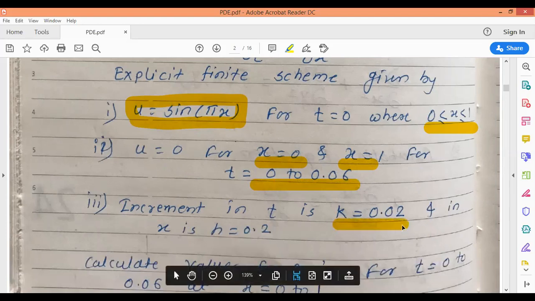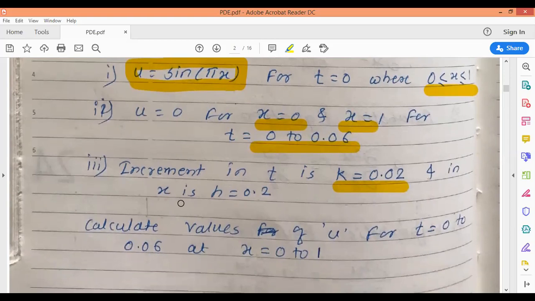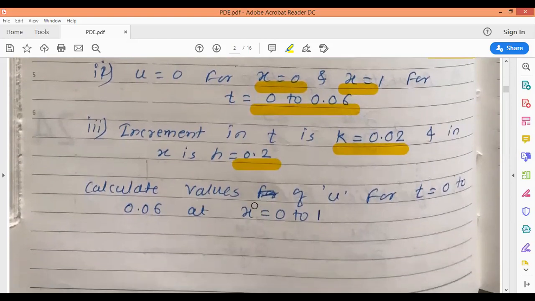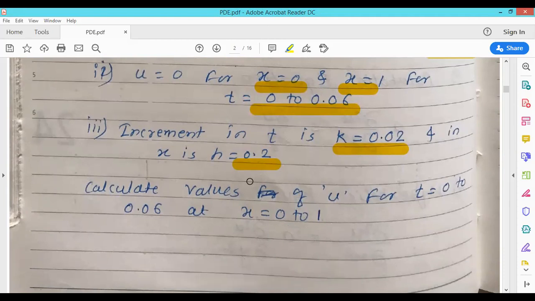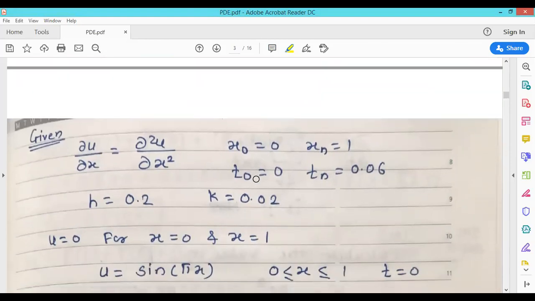Along t, the increment you have to take is 0.002. In the case of x, it is 0.2. Calculate the values of u for t from 0 to 0.06 at x from 0 to 1. So this is the given data.